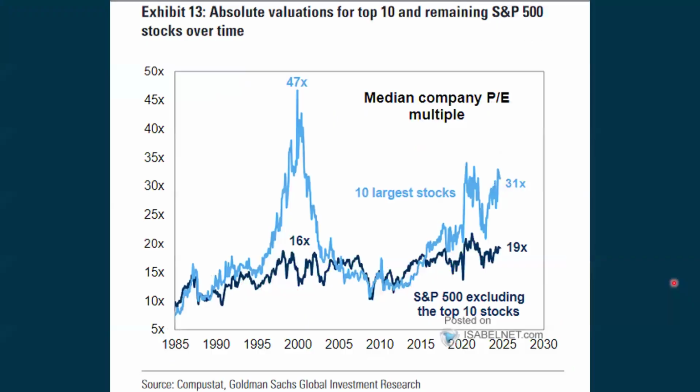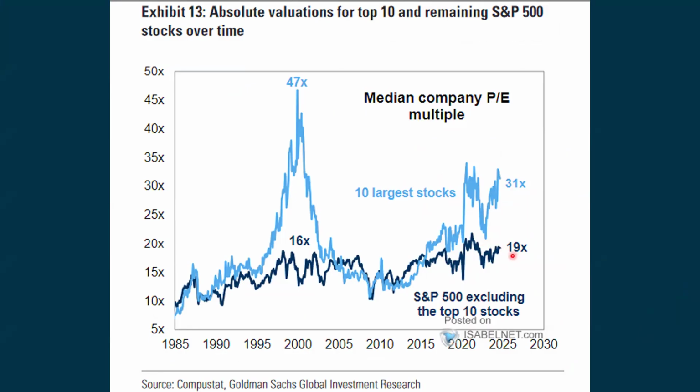Then this is something that I found from Isabel Net. This looks at just the 10 largest stocks and what their PE ratio is, and that's coming in over 30 according to this chart. And then you take the S&P 500 without these 10 stocks included, and you have a much more reasonable but still kind of high PE ratio of 19.